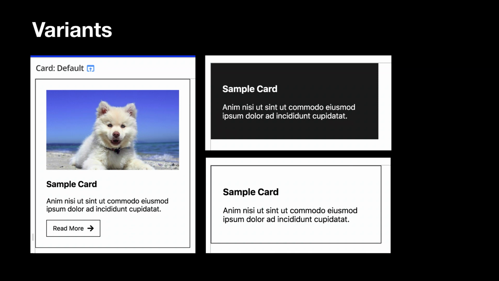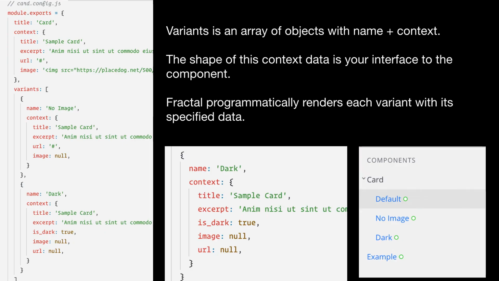So when you're looking at a component, the idea of variance is an important concept. We have our initial pass at a card. Maybe some of these things on the right here are variants of a card, where it doesn't have an image, the colors are different. Fractal lets us use a single template to define all these variants.